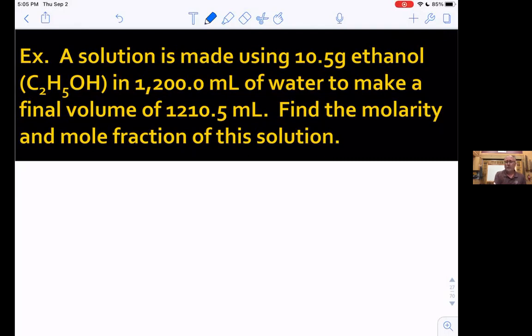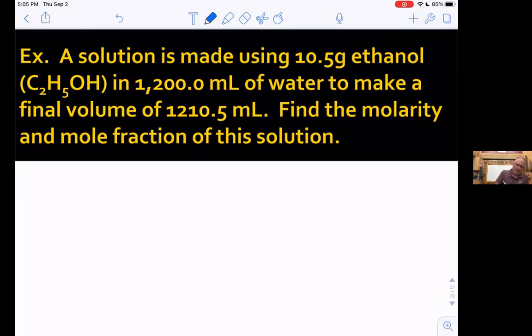Okay, so one of the things that we're going to need to know is the number of moles. To do mole fraction, we'll need to know the number of moles of ethanol, and we'll need to know the number of moles of water. So to do molarity, we'll need to know the number of moles of solute, which is the ethanol, and we'll need to know the total liters of solution, which they actually have already given us. They did give it in milliliters, but it's the same thing. Let's go ahead and find the moles of both of them, and then I'll do the calculations on a separate slide.